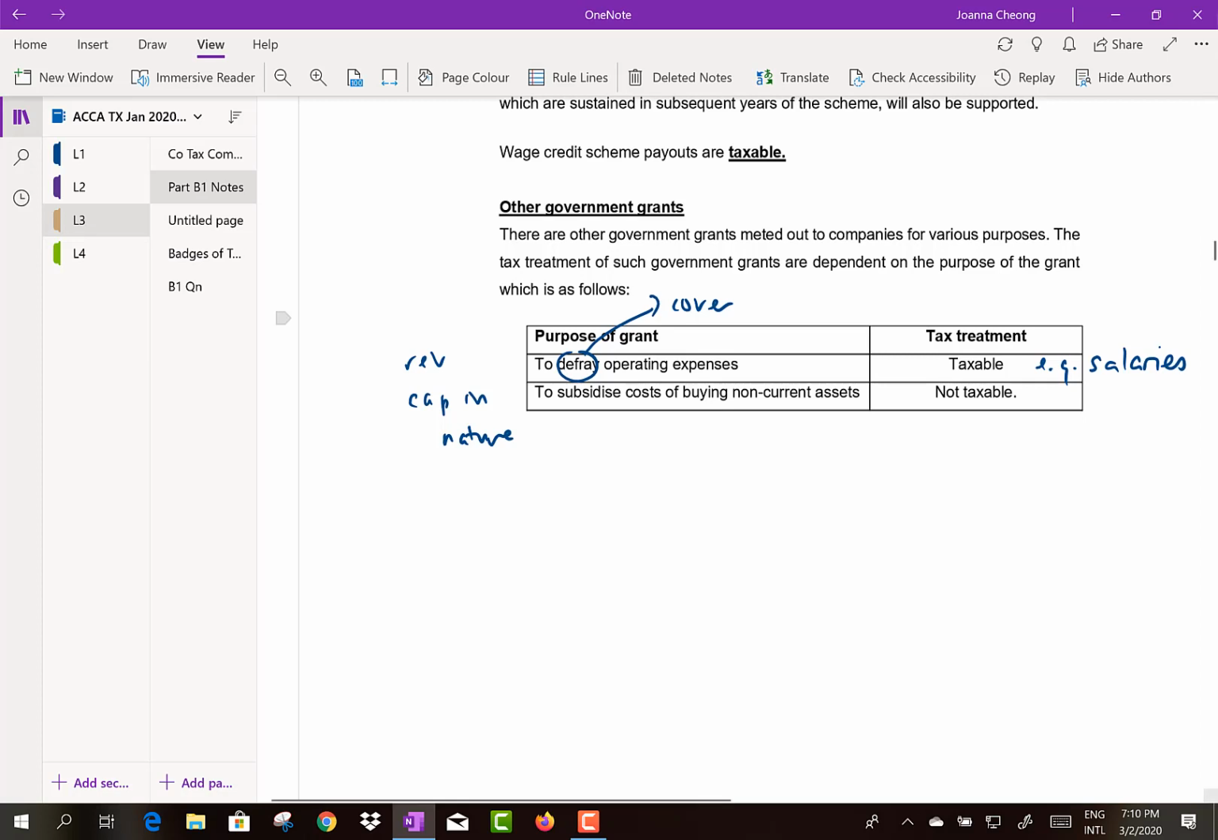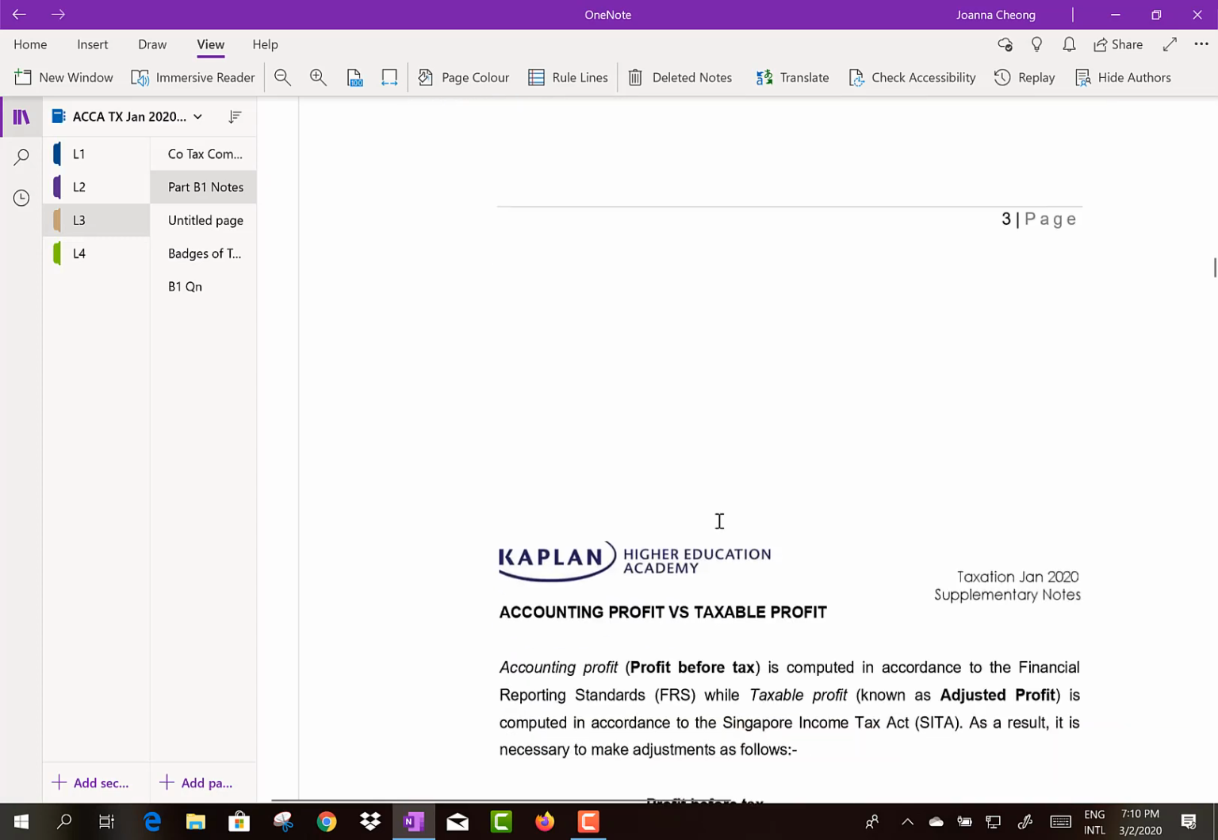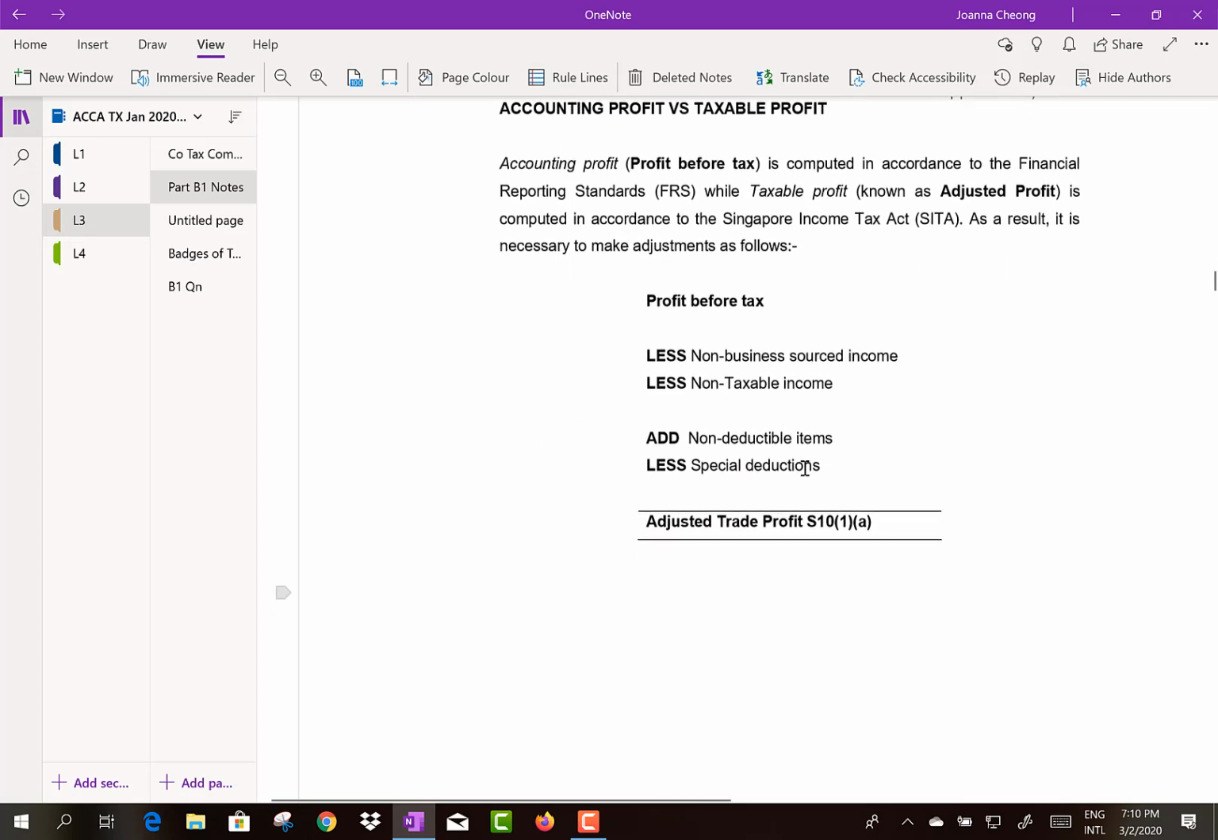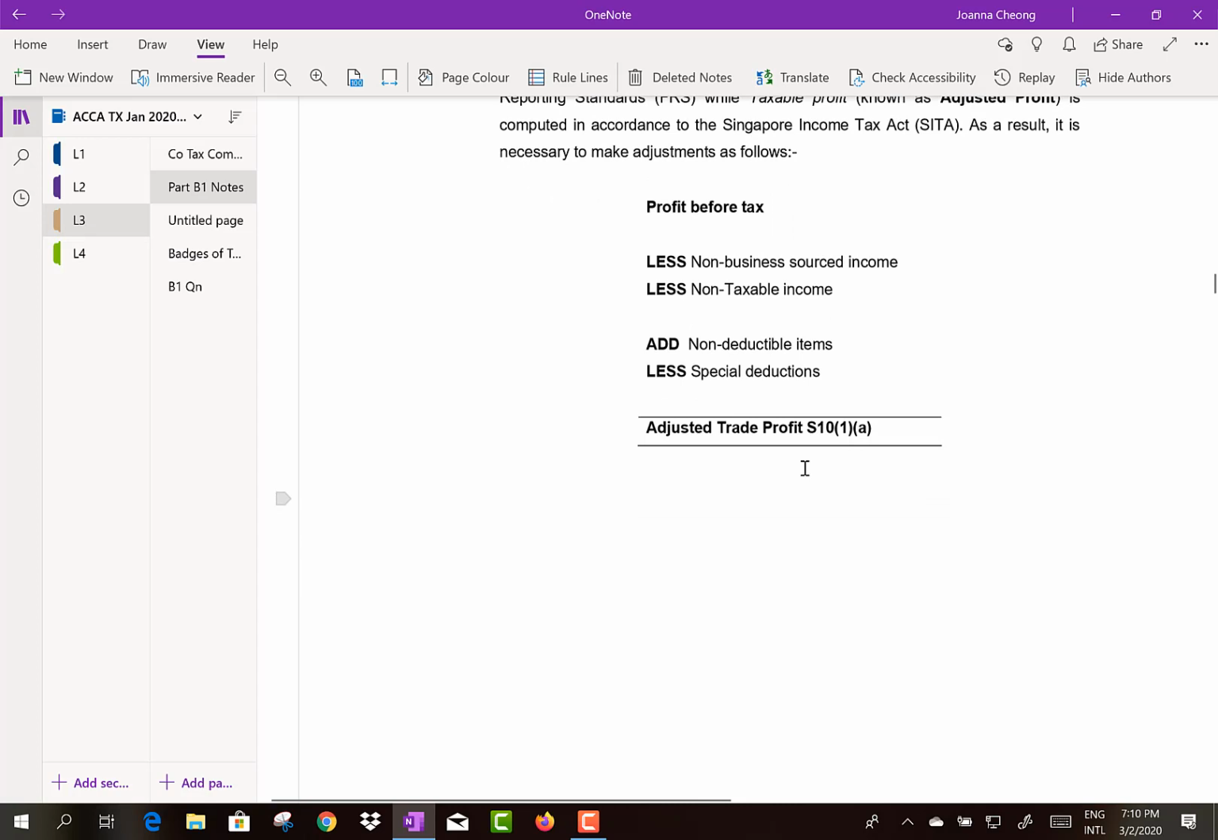Right, clear? Okay, now if you turn to the next page, it is nothing new. It is an extract from your tax computation format. Basically, I told you, the first objective for us when we do the tax computation of a company is to obtain the 10(1)(a) income.